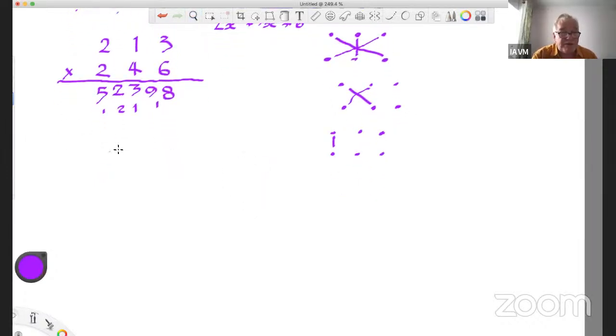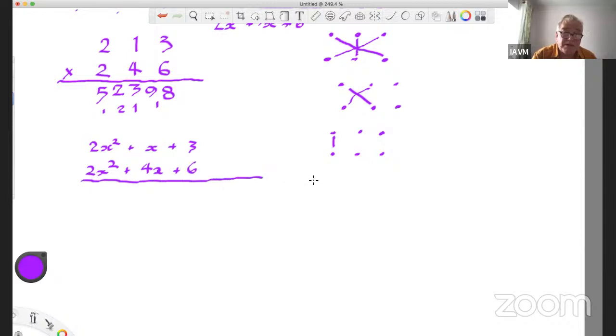Okay, so now we can extend this to multiplying two quadratics, like 2x squared plus x plus 3 multiplied by 2x squared plus 4x plus 6. And we can do this in one line of working using the vertically and crosswise pattern, which was shown here.